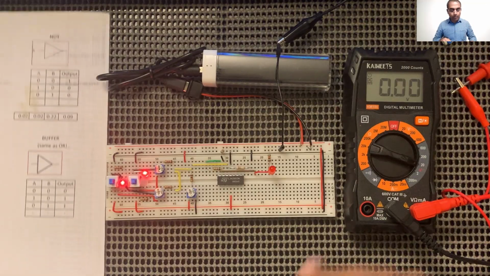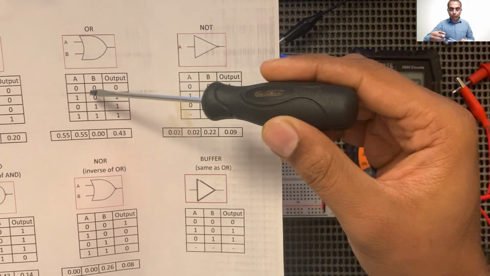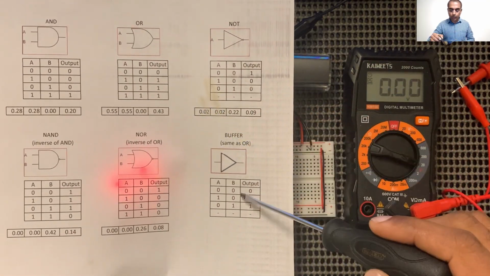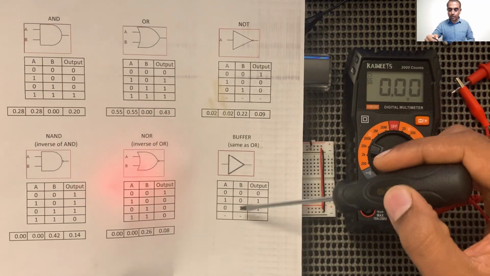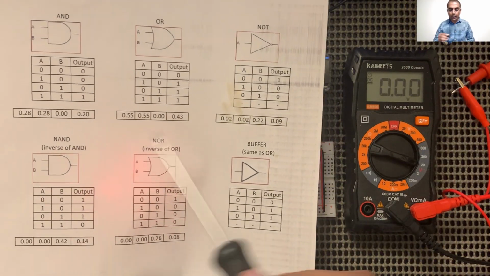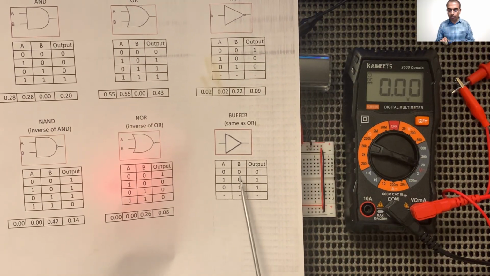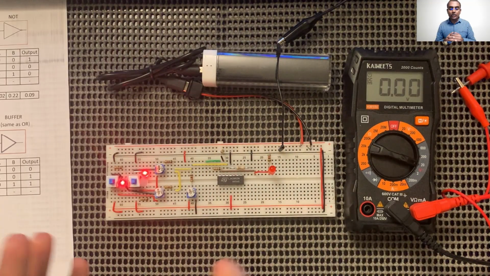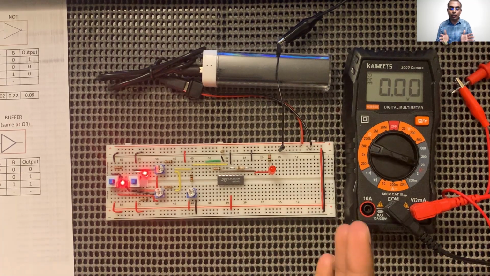You see, the buffer is the last gate, but it is very similar to the OR gate. If you look at the truth table, the configuration is pretty much similar, so we do not have to simulate this once more. And the buffer actually reproduces whatever it sees in the input to the output. So that's a simple demonstration of how an electrical perceptron on a breadboard works.